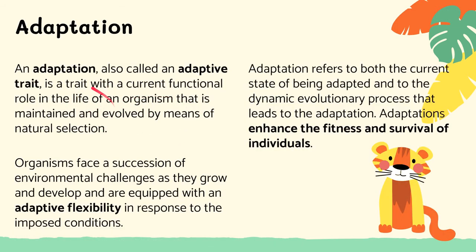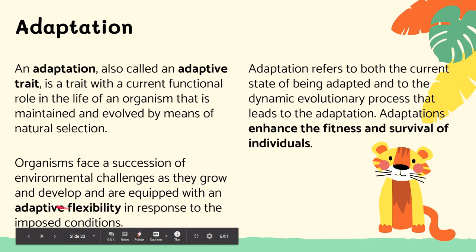So we've mentioned the term adaptation, or to become better adapted to their environment, over and over. So at this point, let's clarify what adaptations mean. An adaptation or adaptive trait is a trait with a current functional role in the life of an organism that is maintained and evolved by means of natural selection. So it means that this adaptation is continuously selected by nature, therefore it is continuously inherited and continually shown by the population. Organisms face a succession of environmental challenges as they grow and develop, and they're equipped with adaptive flexibility in response to those conditions.